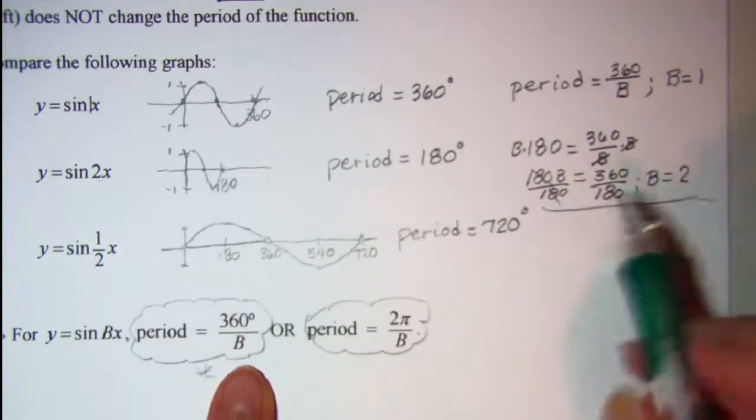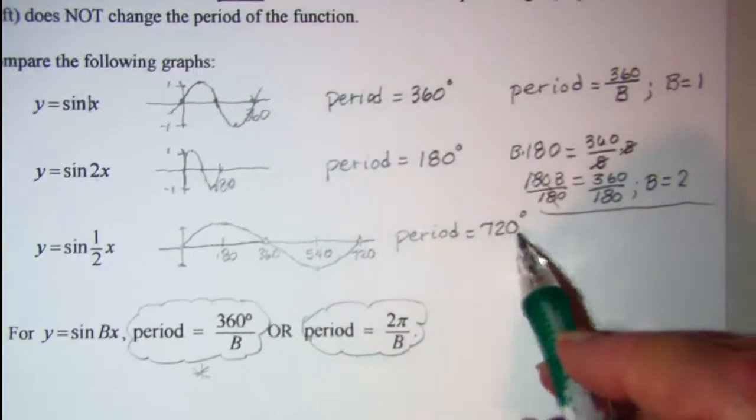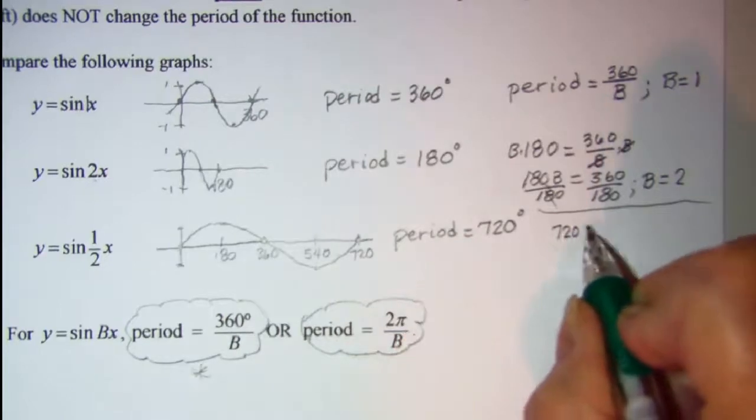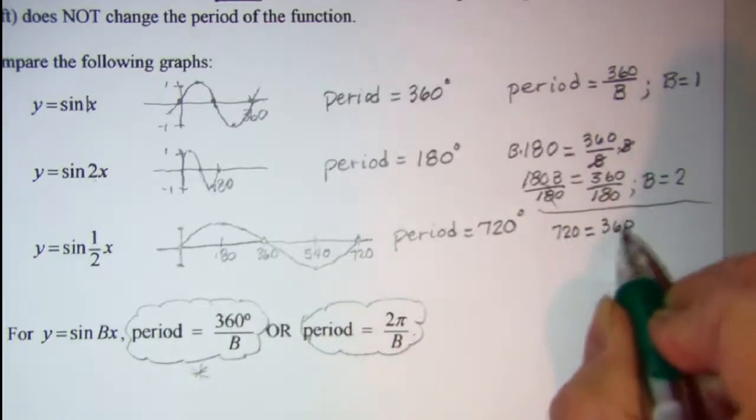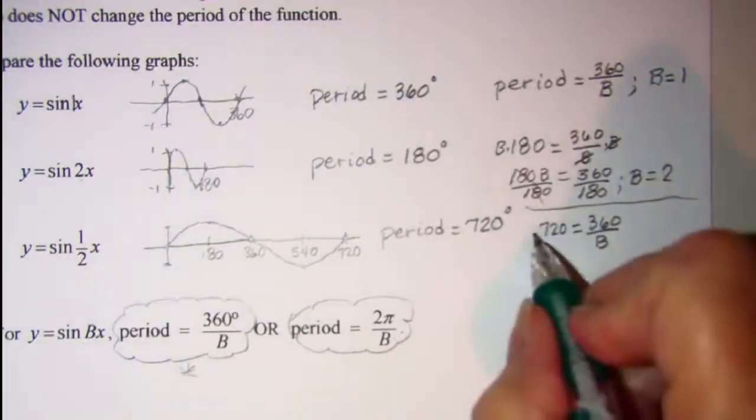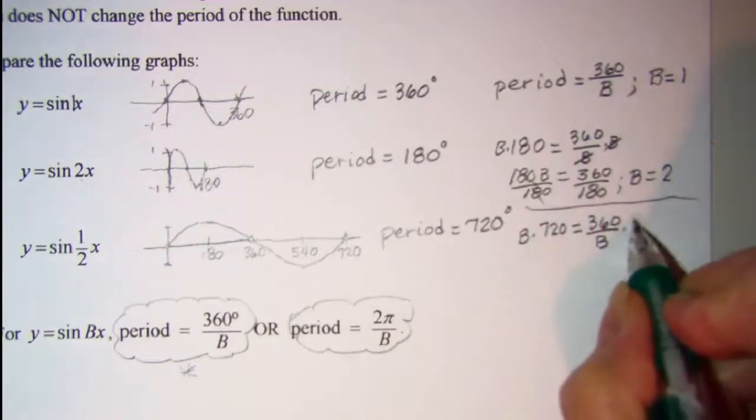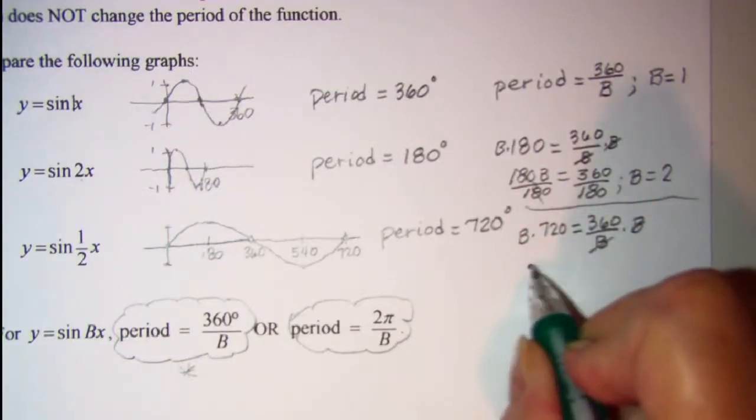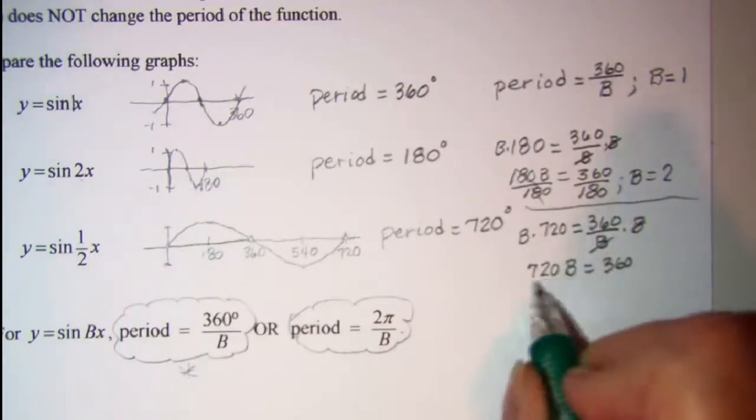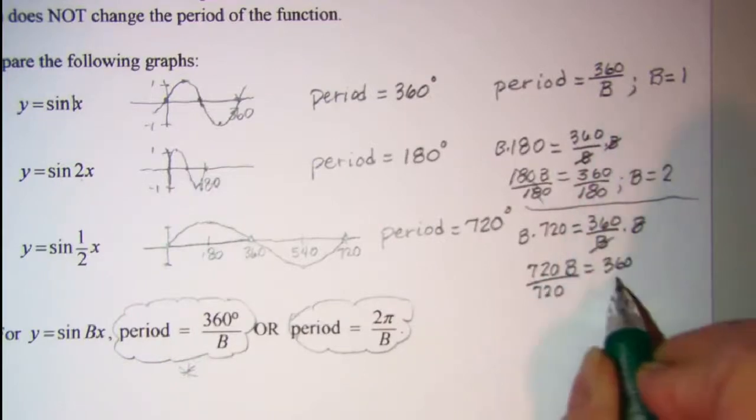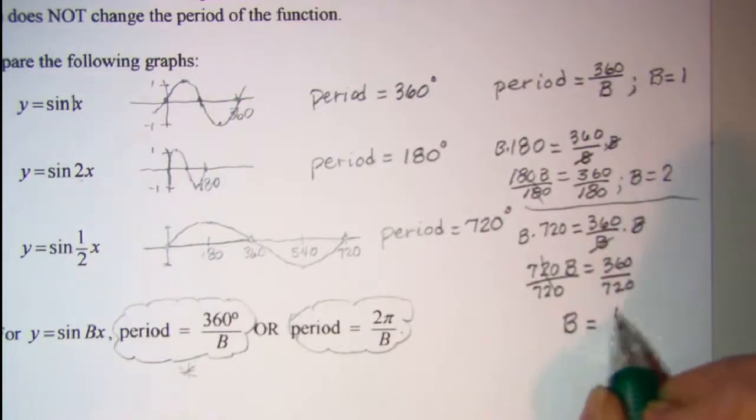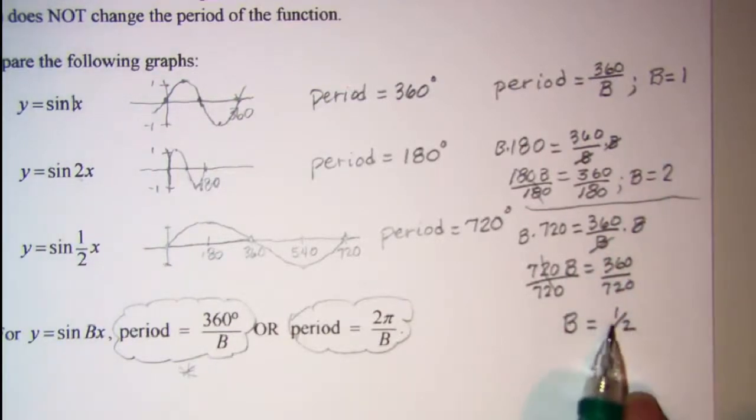And then do the same thing here. My period, which is 720, is equal to 360 divided by b. Again, multiply both sides by b to get it out of the denominator. And we have 720b equals 360, and then divide both sides by 720. And we see that b is equal to 1/2, which is what we had right here.